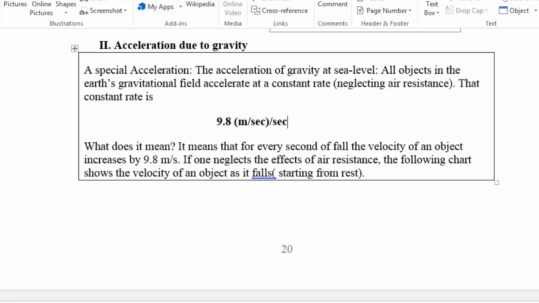Hello everyone, this is the lecture over lesson number 5 part 2. In this part we'll continue talking about the concept of acceleration, starting with the law of falling bodies.